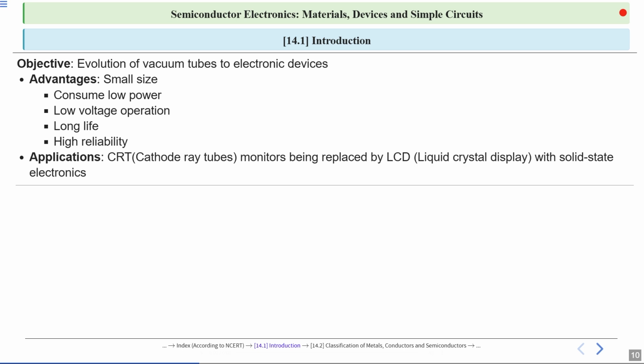Cathode ray tube monitors, CRT monitors, which use electron beams to display images, are being replaced by LCD screens, liquid crystal displays. LCDs use liquid crystals and solid state electronics, making them lighter, more energy efficient, and less prone to flicker. This shift reflects advancement in display technology, offering clearer images and better performance.